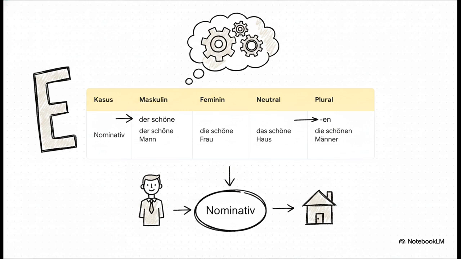The reason this baseline is so easy is because the articles der, die, and das are already doing a fantastic job of telling us exactly what the gender of the noun is. The article has it completely covered, so the adjective gets to relax. The only slight oddball here is the plural, die schönen Männer, which takes an EN. So, as a baseline subject, your default is almost always just a basic E.